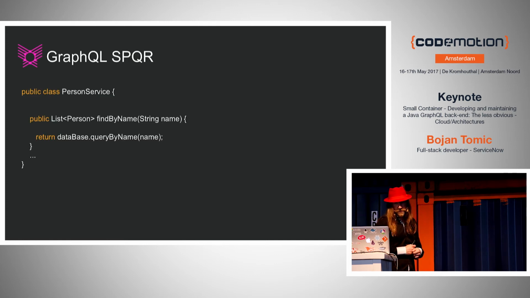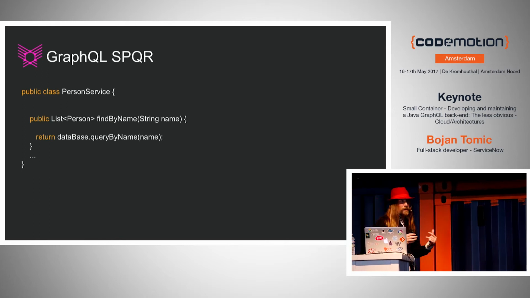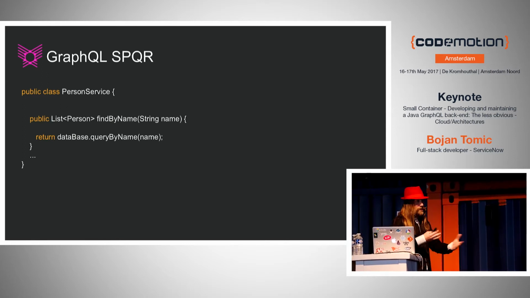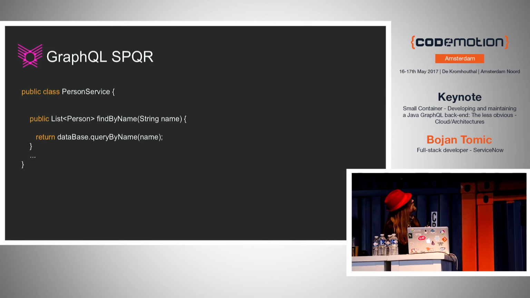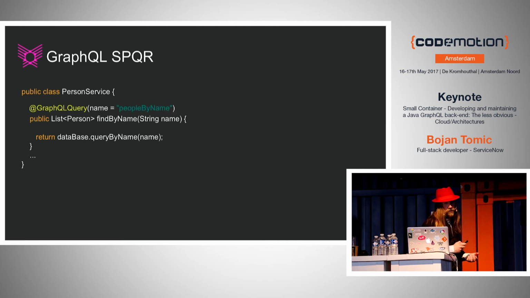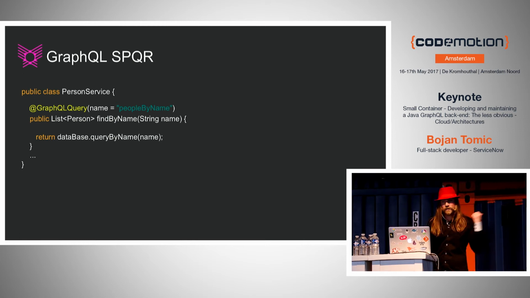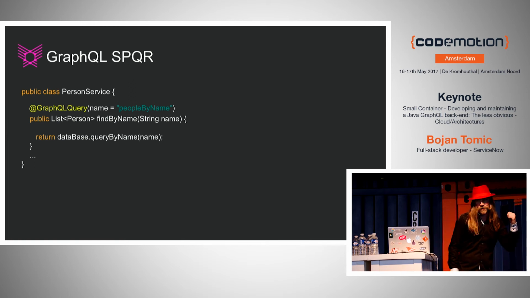So the way it works, so again, you have your person service. So this is presumably something you already have in your application. So it's a stateless service modeling your business logic, doing something. In this case, finding people by name. So it takes a name, it returns a list of persons, and it does that by querying some database or something. So how do you expose this via GraphQL now? Well, it turns out you can just add an annotation and be done. So even the annotation is optional completely, but because it's a very explicit, very obvious way, I'll just use that for the examples.